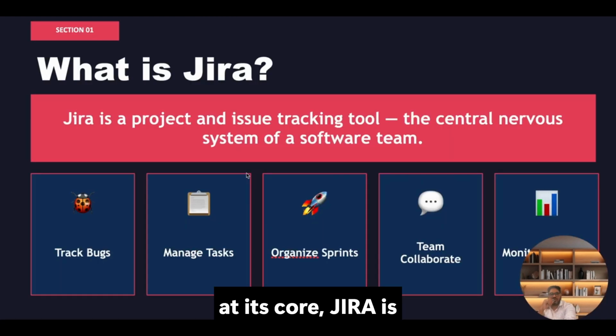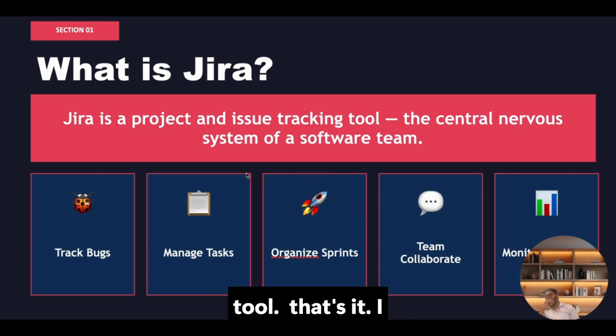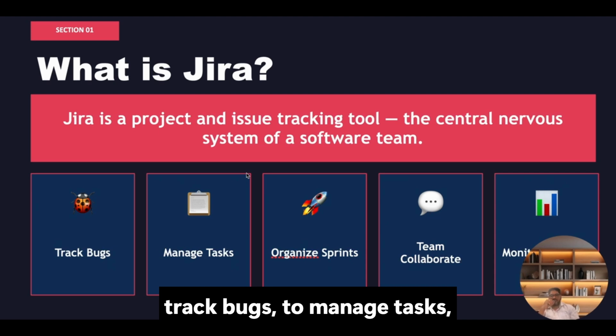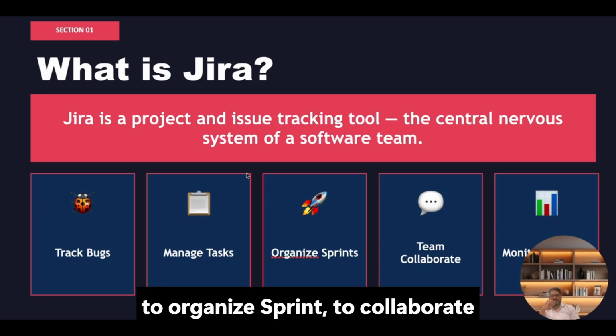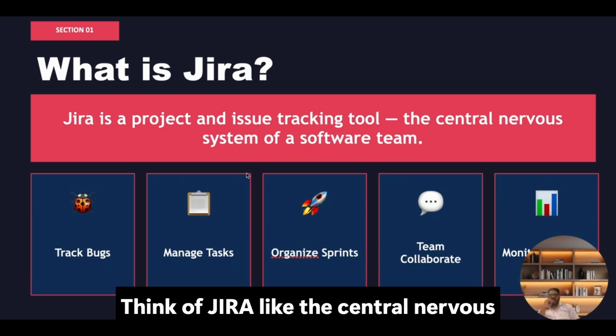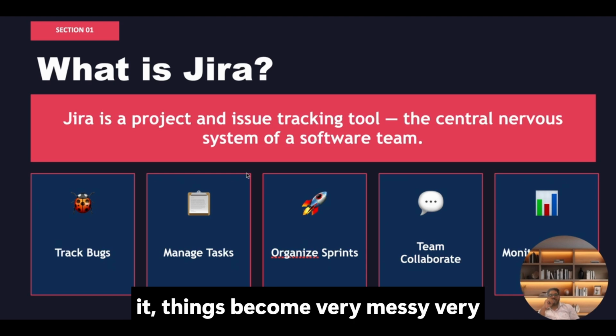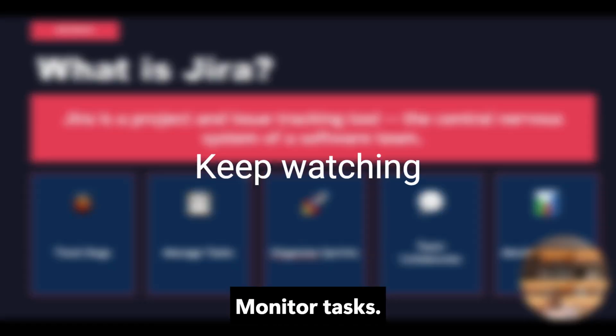At its core, Jira is a project and issue tracking tool. That's it. Teams use it to track bugs, to manage tasks, to organize sprints, to collaborate with developers, and to monitor tasks. Think of Jira like the central nervous system of a software team. Without it, things become very messy very quickly.